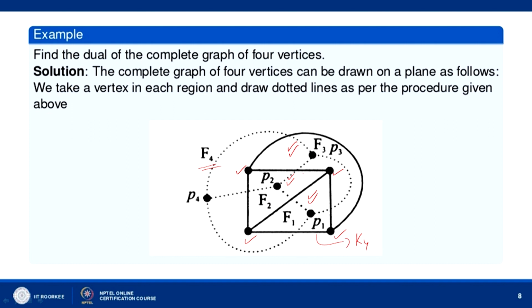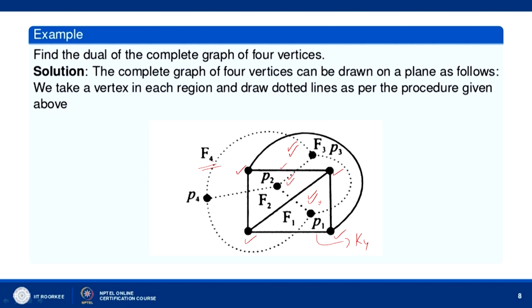Now you see this region F3. F3 has an edge common with F2, and F3 also has an edge common with F1. So, F3 has more than one edge common. F3 has an edge common with F2, so we joined P3 to P2, and F3 has one edge common with F1, so P3 is joined to P1.